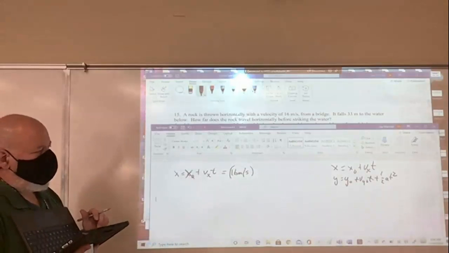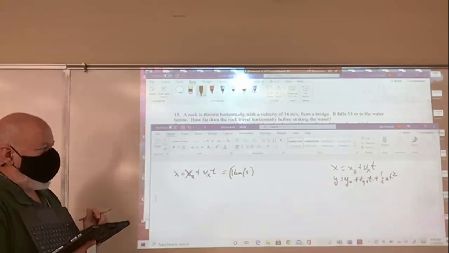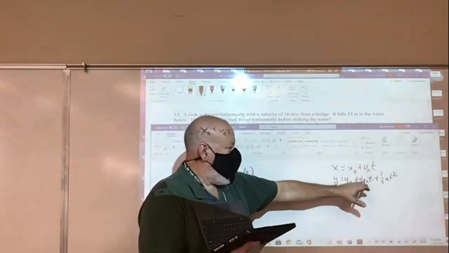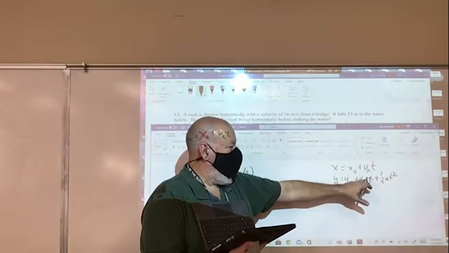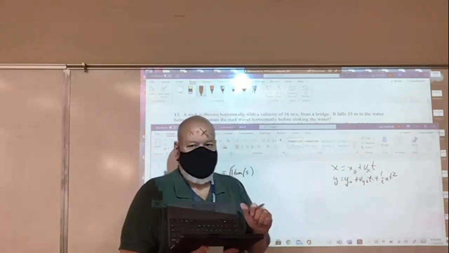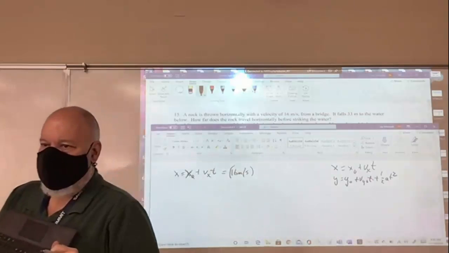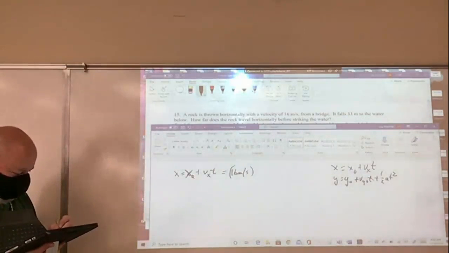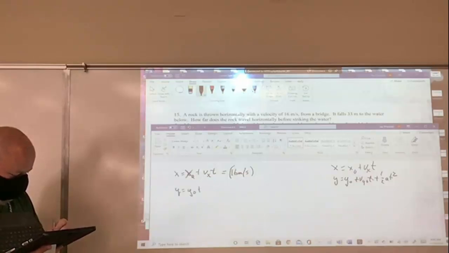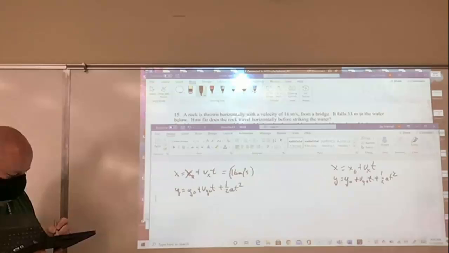I might give you a little bit of a clue. I might say something like, this formula might be useful to help you find time in a horizontal launch problem. Okay, so I might give you a little clue like that. But then I've got to come over here and write this out. y equals y0 plus vy0 times time plus 1/2 a t squared.